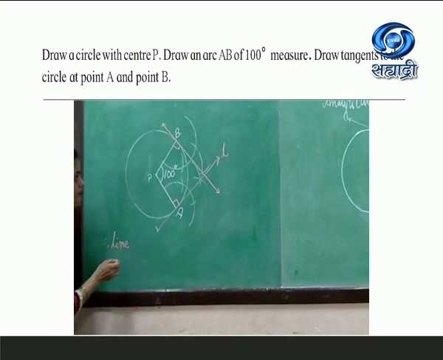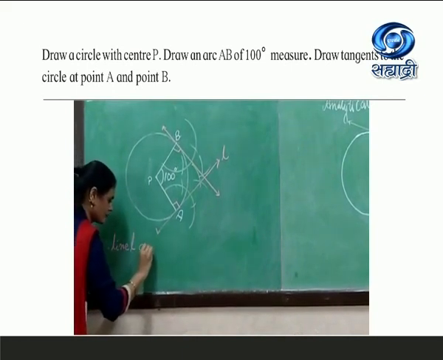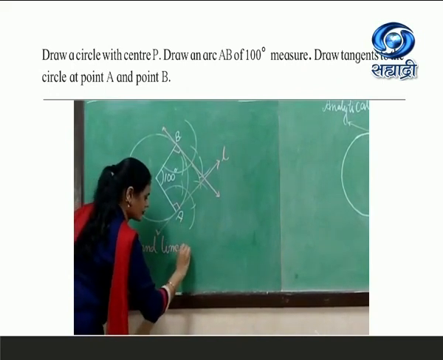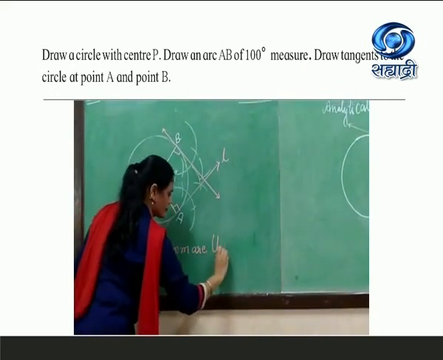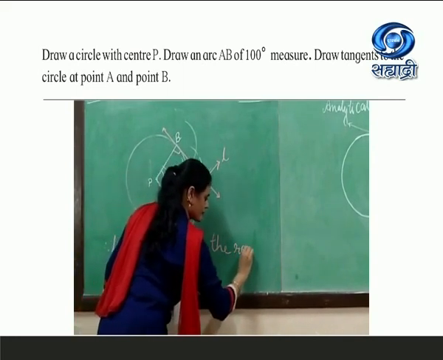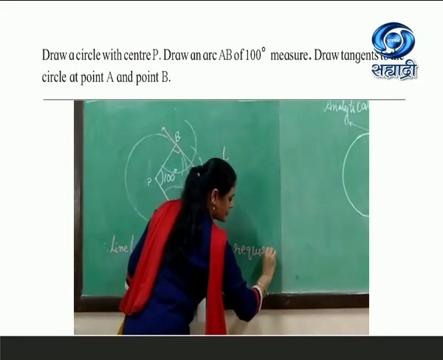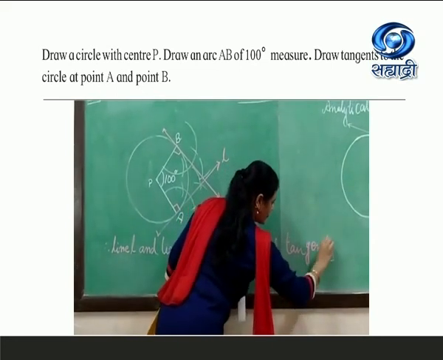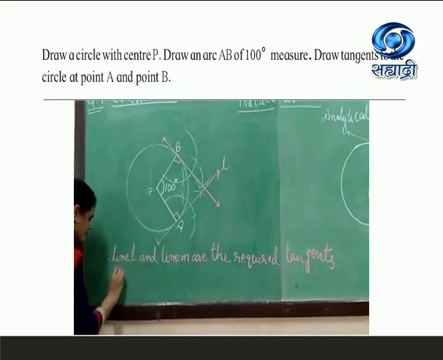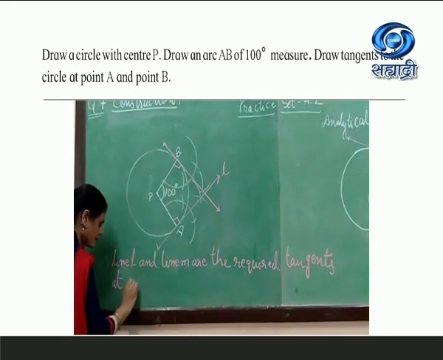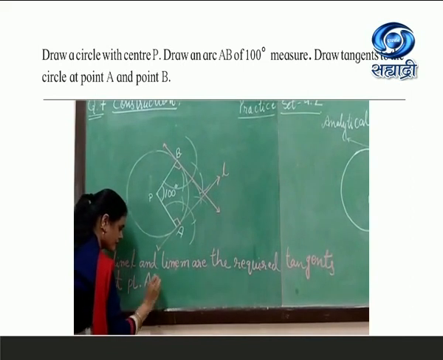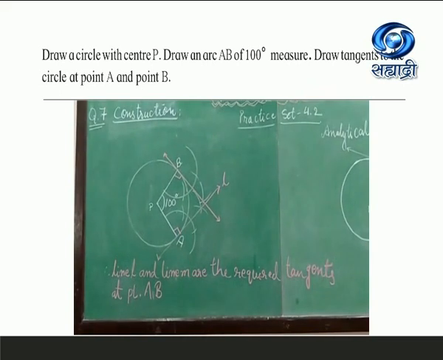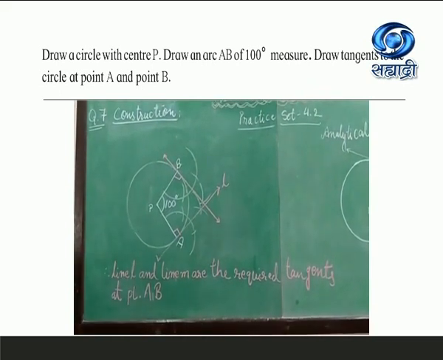So now if I ask you what will be the remaining angle, 3 out of 4 angles we have: 90, 90, and 100. So how much will be the fourth angle? Find out how many degrees. 360 minus 280, whatever answer you get, that will be the answer. It will be 80. So line L and line M are the required tangents at points A and B.